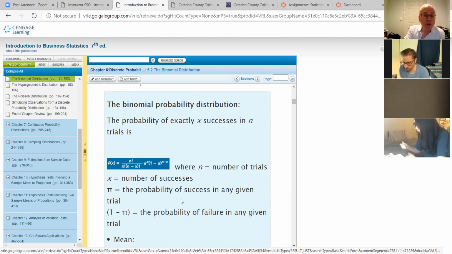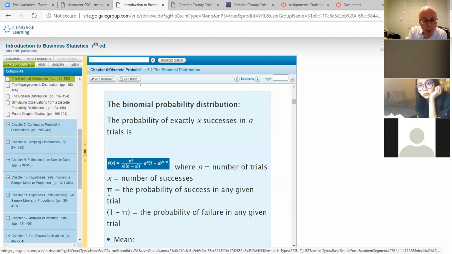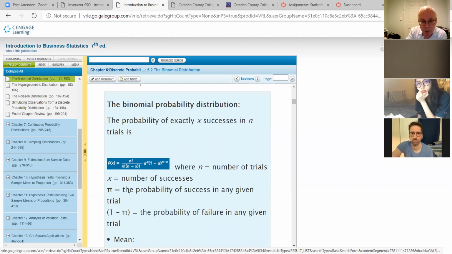They also use a special notation here, which for some students could be confusing. Some books don't use this because some students are fixated on symbols, right? See the symbol pi here? They're going to think 3.14, right? Automatically, you see pi, 3.14. And no matter how much a teacher says, in this case, it represents the probability of success in any trial, they'll still think it means 3.14.